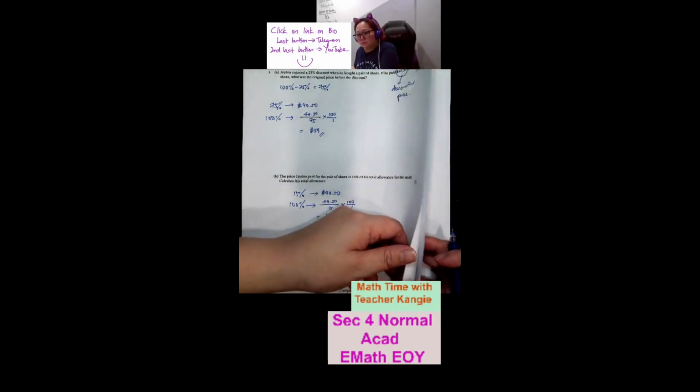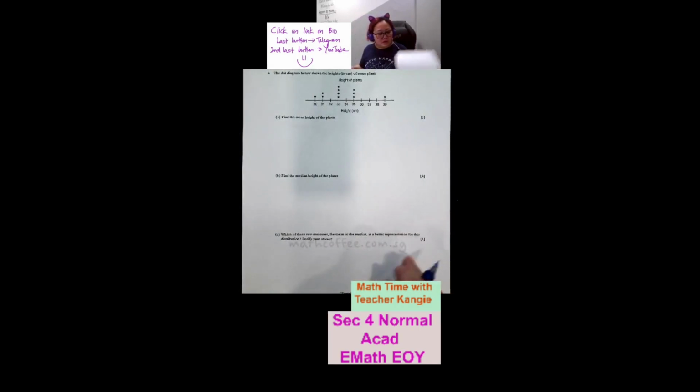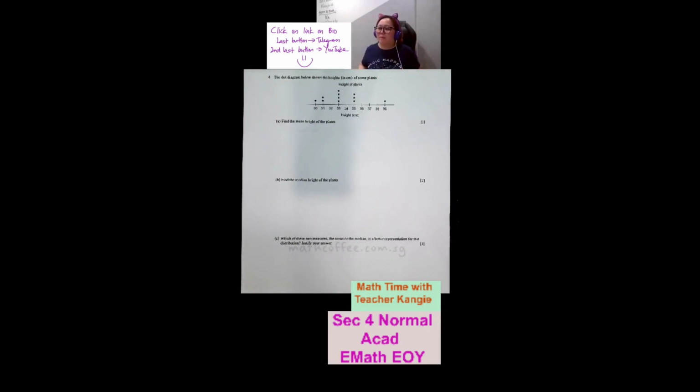Okay. So we are done with question number 3. So next, question number 4. This is a dot diagram. This is statistics. Since the dot diagram is applicable for both Express and Normal Acad, this question is applicable for Express as well.